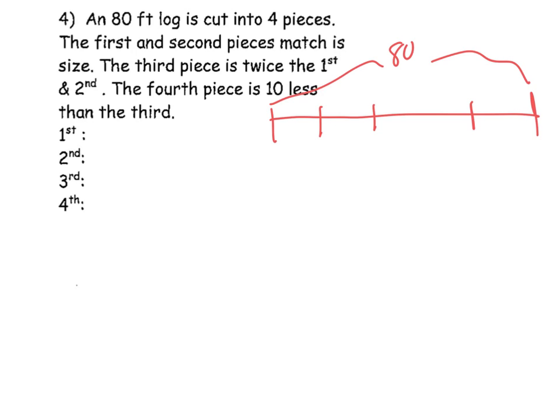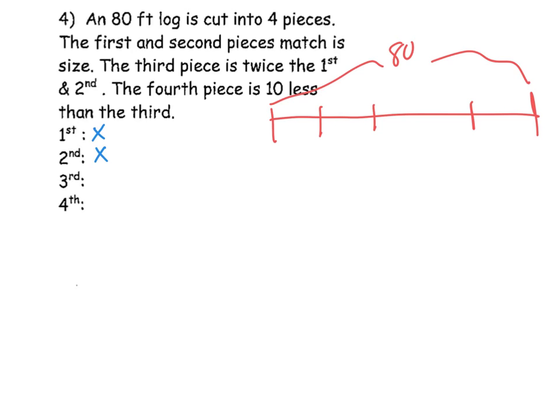Now let's talk and read the sentences. The first and second pieces match in size. The first and second pieces match in size. So if they're both the same size, what could I call them? Because it's all unknown still. Equal to? But I have to use like a variable. X. The first and second pieces are matching in size. Put that next to the first and second, X and X.